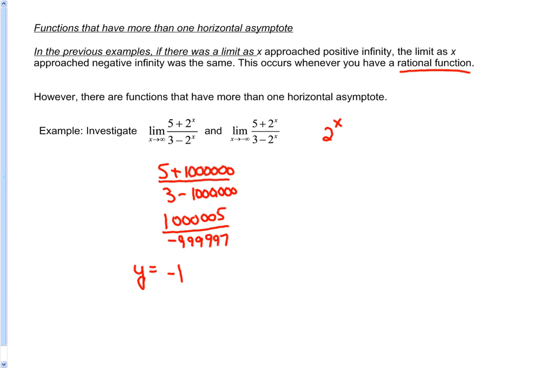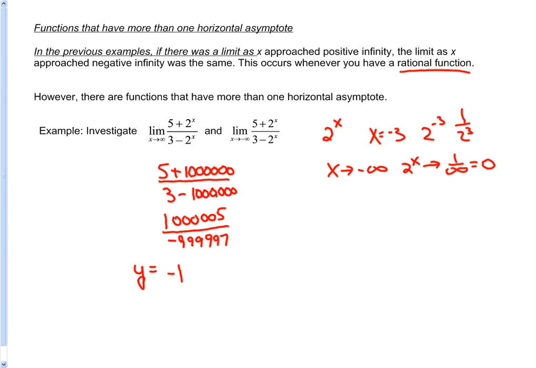As we approach negative infinity, see the behavior of 2 to the x as x approaches negative infinity. Well, it's going to be the same thing as, for example, if x is -3, we have 2 to the -3rd, or 1 over 2 to the 3rd. So as x becomes a larger and larger negative, the 2 becomes the denominator with a very large power. So as x approaches negative infinity, 2 to the x approaches 1 over infinity, which would be 0.